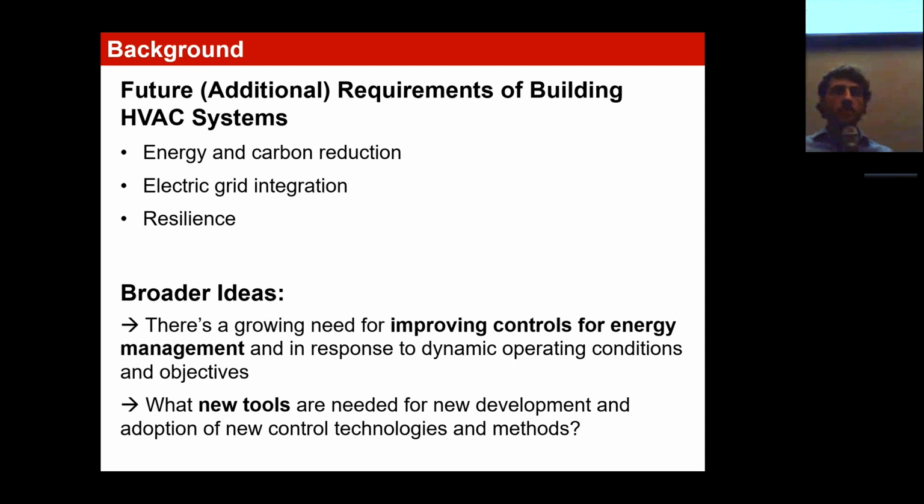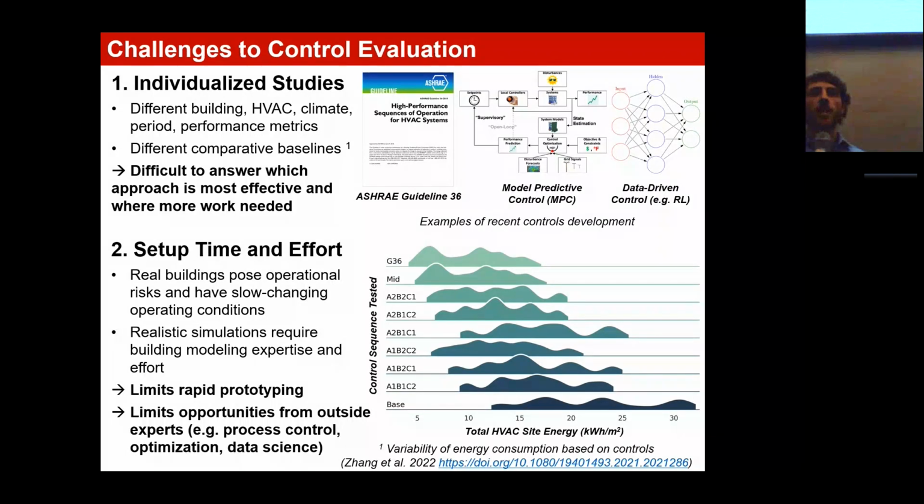When we look at controls development in the building space, you can see in the upper right a number of advancements that have been studied and made over the years, including advanced rule-based control, for instance, through ASHRAE Guideline 36, model predictive control, which we've heard a lot about this week, or data-driven control, things like reinforcement learning, which is really starting to pick up in the buildings industry. There's a lot of promise to these different control strategies to address the objectives I mentioned before, but there are still challenges in evaluating how well they perform on different case studies.